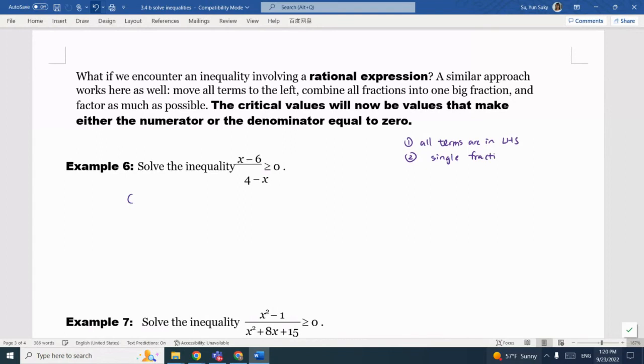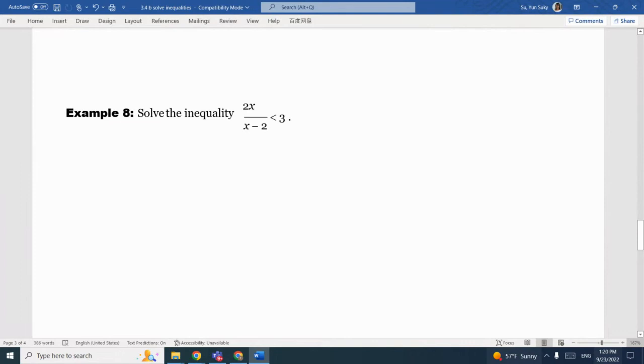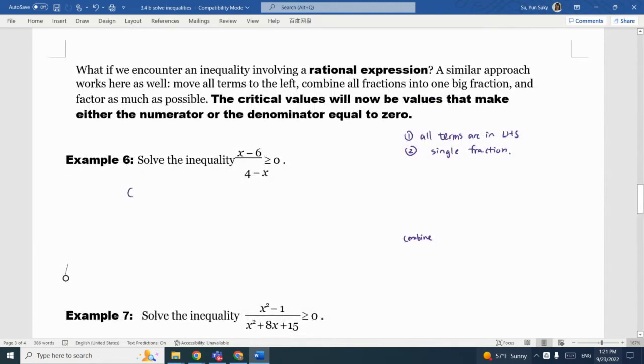Okay, so combine into a single fraction. What do I mean? This is a single fraction, this is a single fraction, but this is not a single fraction. If you move the 3 to your left, you get something minus 3. So you need to combine into a single fraction. You take the common denominator and combine into one single fraction. Is that okay, everybody? Yes. Then we can do the factoring.